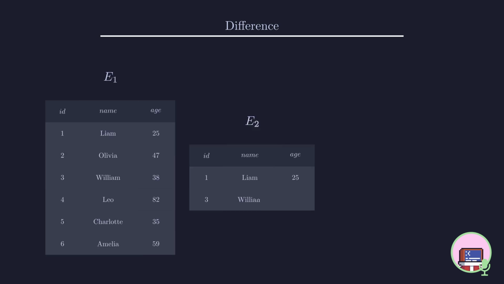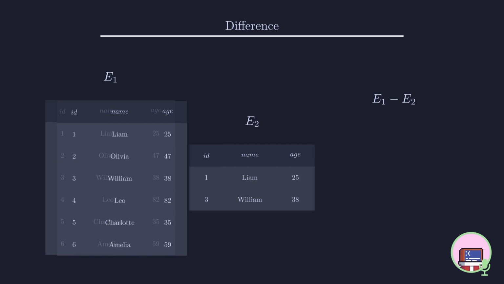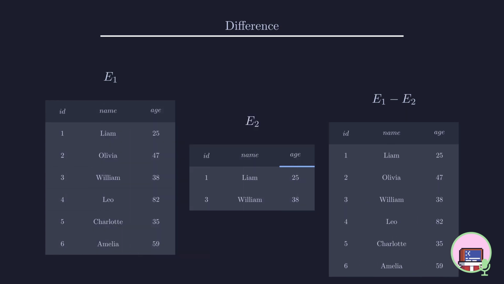Let's take a look at an example. First, we copy E1. Next, we take every tuple in E2 and match it with an equivalent tuple in E1 if it exists. We finally remove these matching tuples from E1 and are left with the result of E1 minus E2.